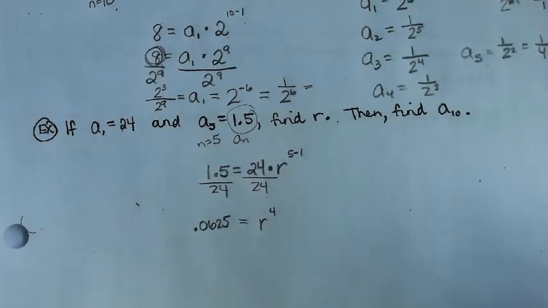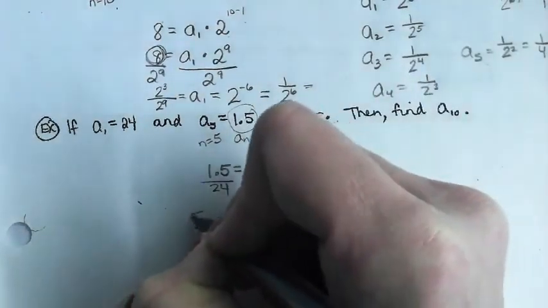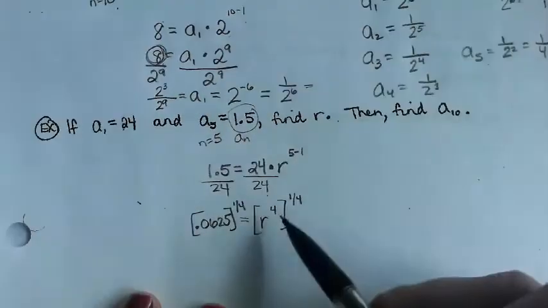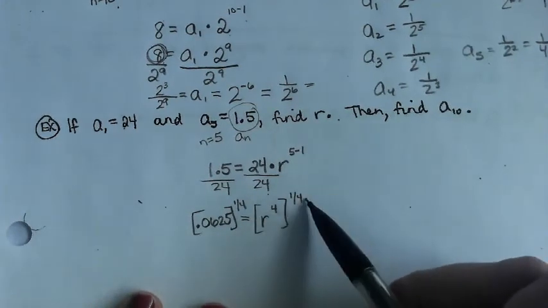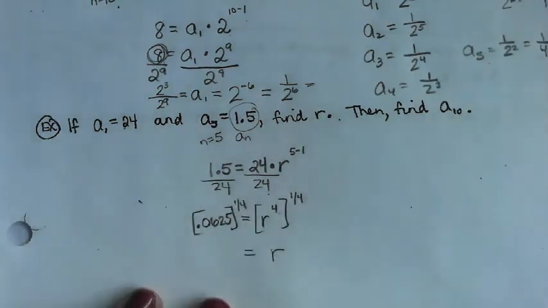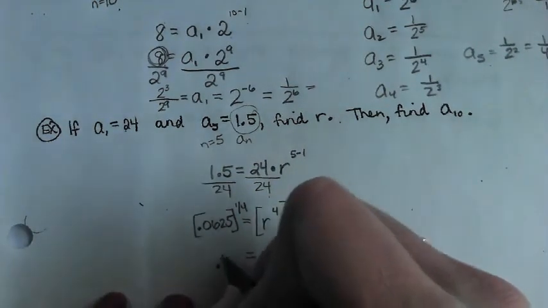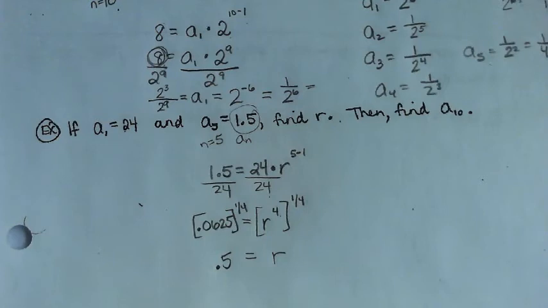How do you get rid of a 4th power? 4th root, or raise it to the reciprocal, right? Because when you raise it to the reciprocal, the 1/4 power on both sides, that's the power to power rule. And anytime you multiply a number by its reciprocal, you get 1. So it's r to the 1st power, which is just r. And 0.0625 to the 1/4 power, or the 4th root of it, is 0.5. So once you have r, and we did this last night, we can write now an explicit formula.